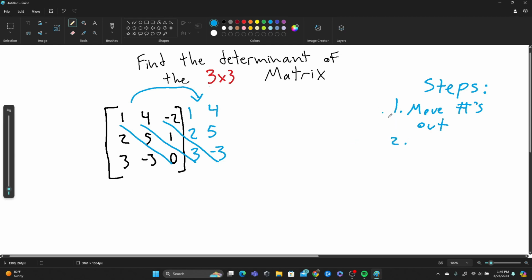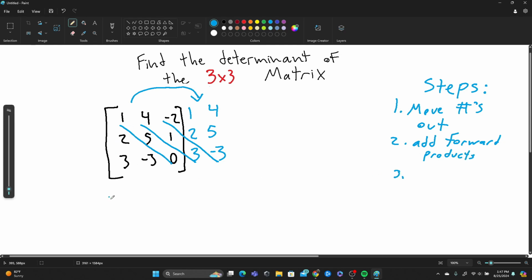Step 2 is you're going to find these products, and then the product of these 3 numbers plus the product of these 3 numbers plus the product of these 3 numbers. You're going to add them. We'll call them the forward products because we're going left to right. So add forward products. So let's go ahead and do that.